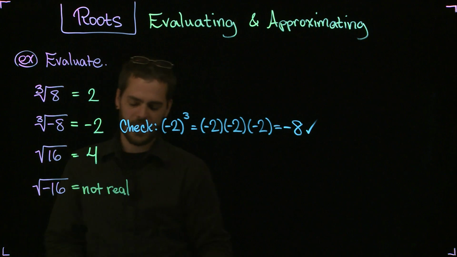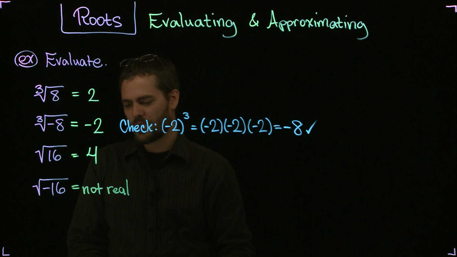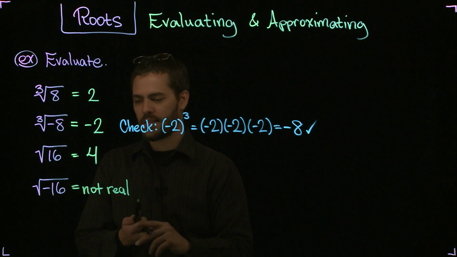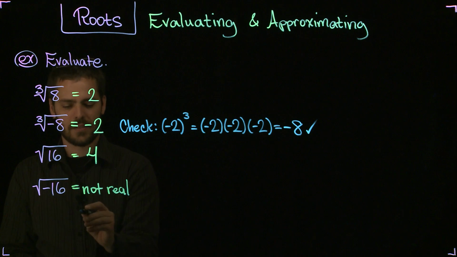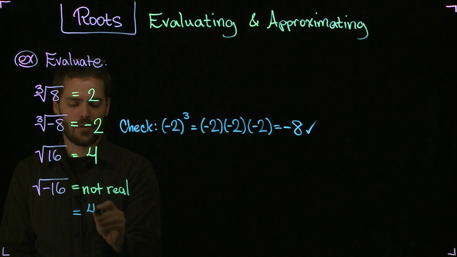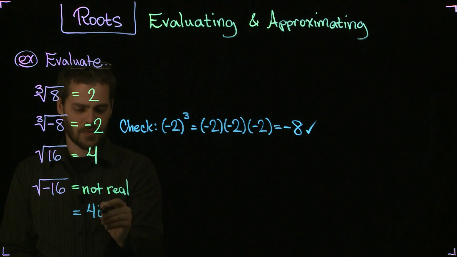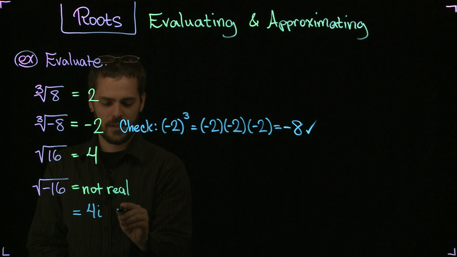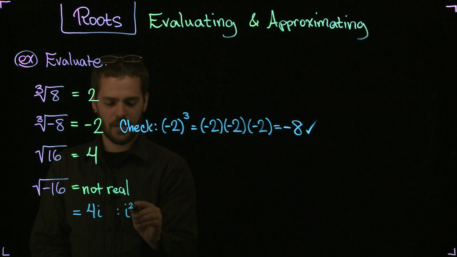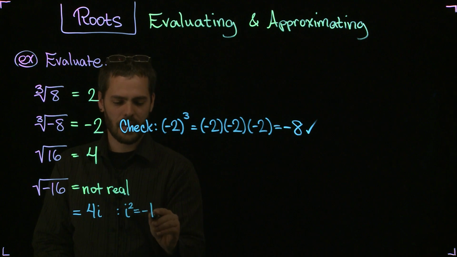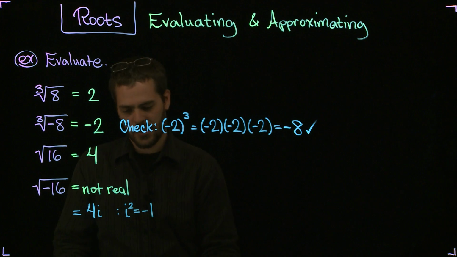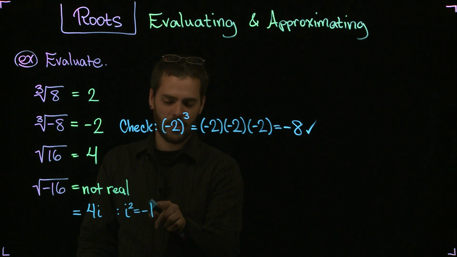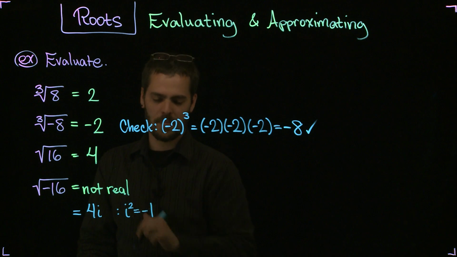But it turns out that there is a solution to this. If your course uses the imaginary unit, then I could say that the square root of negative 16 is equal to 4i. So it looks just like this one, but I have to stick the i on there, because if you recall, i squared is equal to negative 1. This is a definition. The imaginary unit is equal to the square root of negative 1. If you square that, it comes out to negative 1.